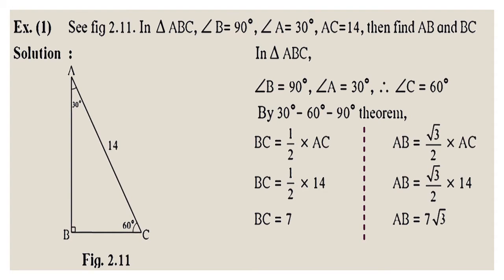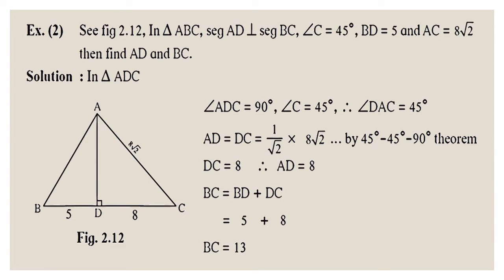So let's see the next example. See figure 2.12. In triangle ABC, segment AD is perpendicular to BC. If you see, this AD is perpendicular to BC. Next, angle C is 45 degree, and BD is 5, and AC is 8 root 2. Then find AD and BC. So what we need to find is AD and BC.